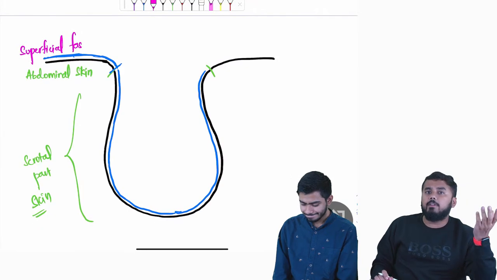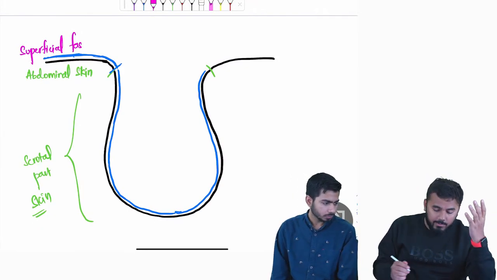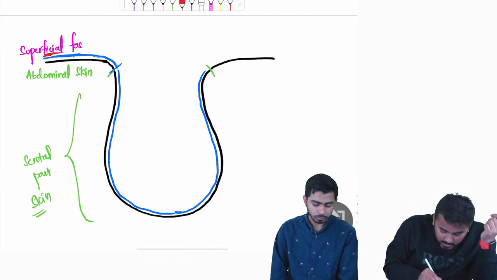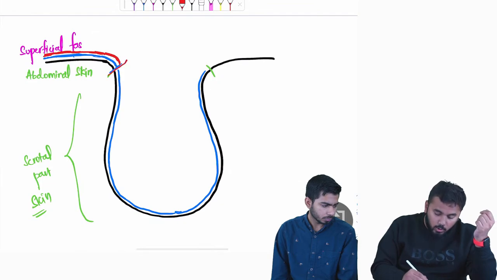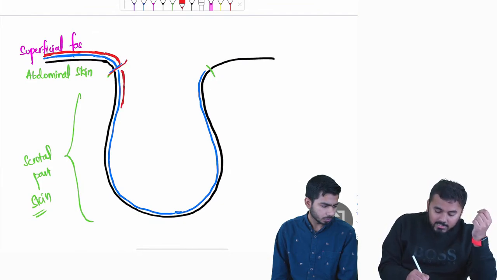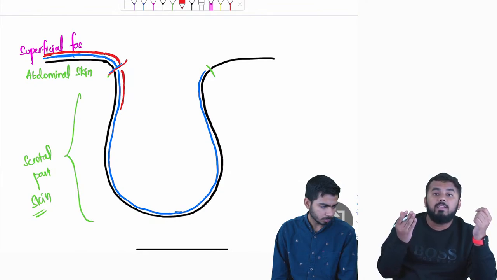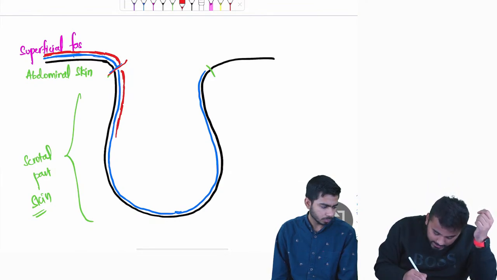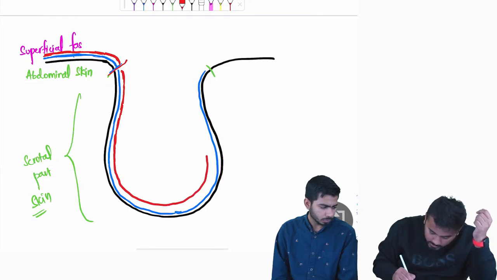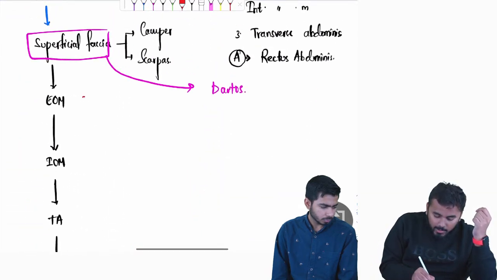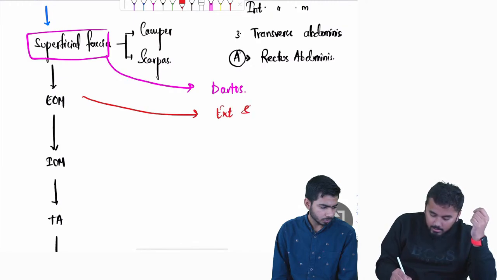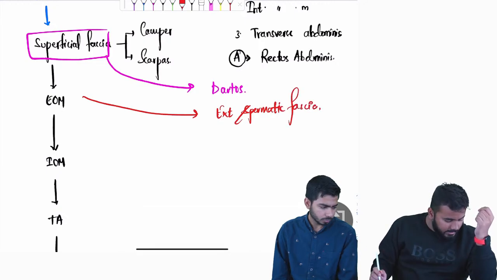Now look at the third important thing. After superficial fascia, what did we discuss? We discussed that there is something called as external oblique muscle. So let me draw it with the red one. So this muscle here, this is called as external oblique muscle, till here. But once it crosses the line, it is not called as external oblique muscle in the scrotum. It is called as external spermatic fascia. See, this red one is called as external spermatic fascia. So, can I write down here that external oblique muscle is in continuation with external spermatic fascia?